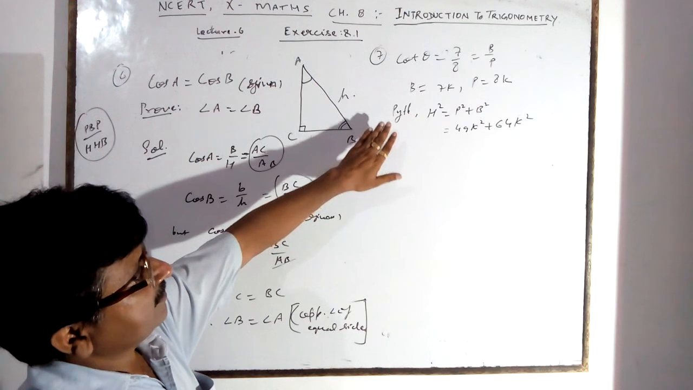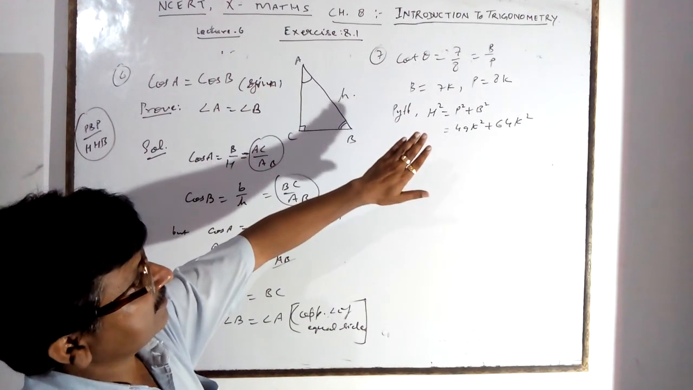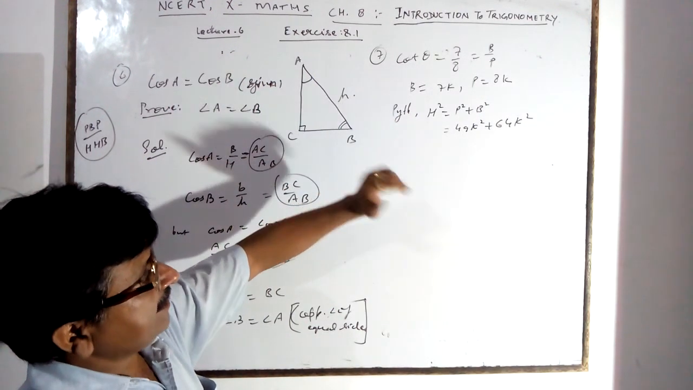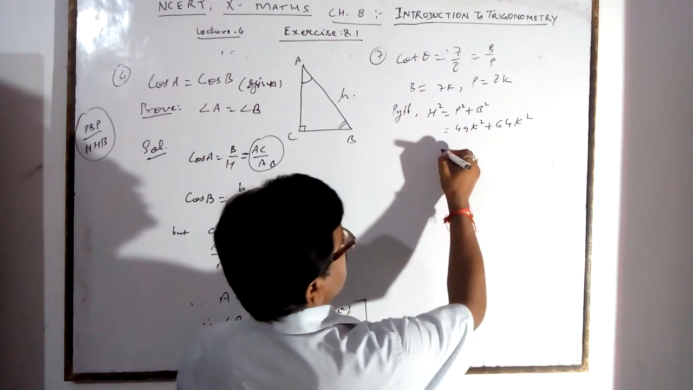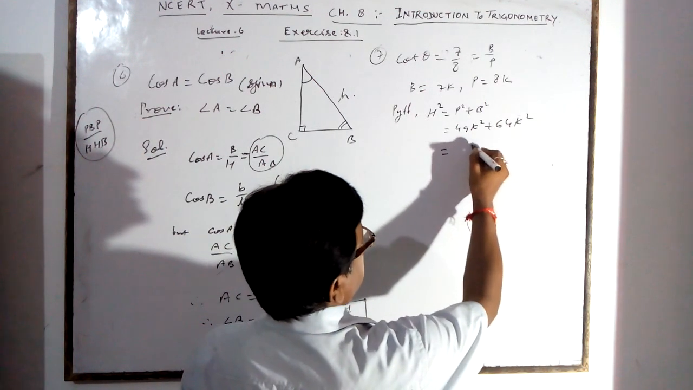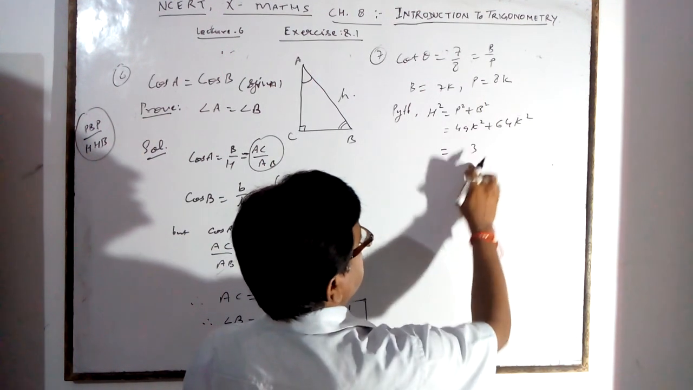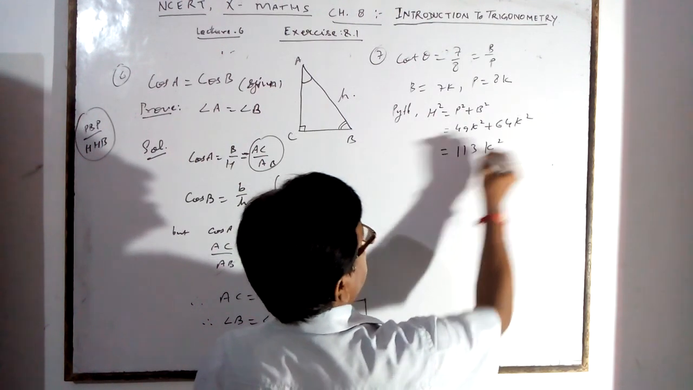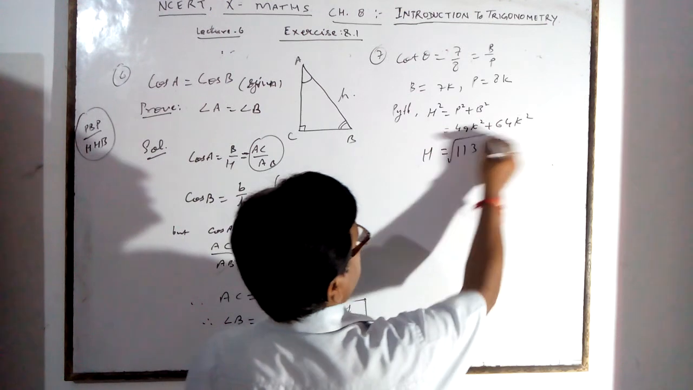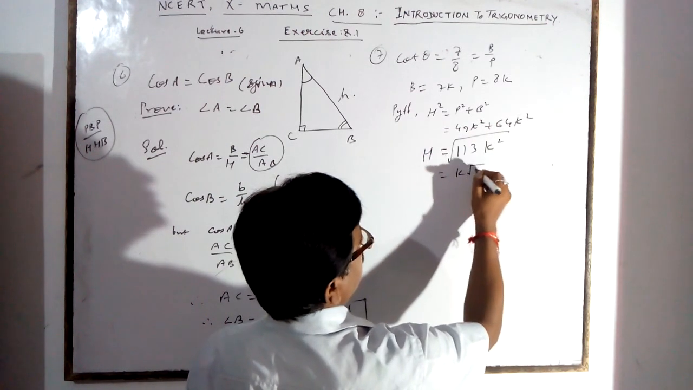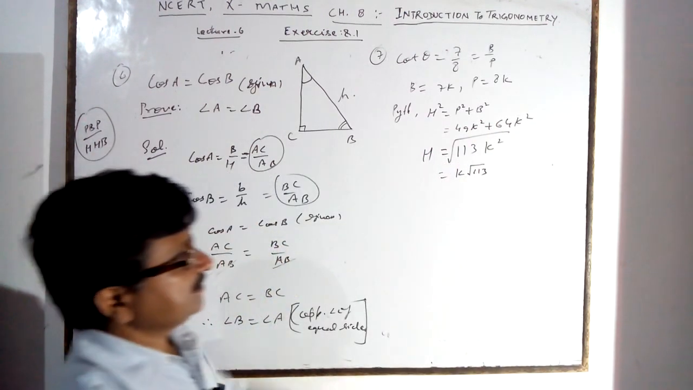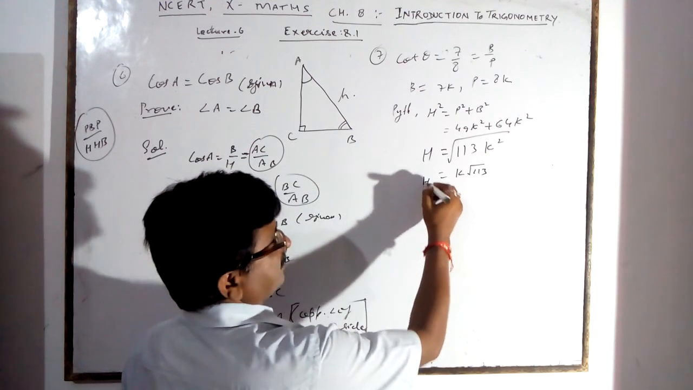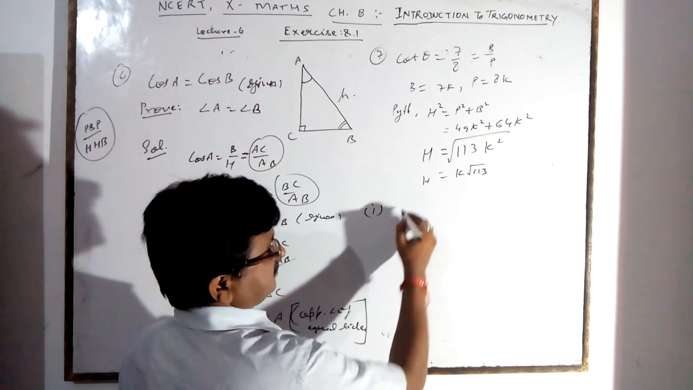It is given. B is equal to 7k. Base and perpendicular are given. Hypotenuse you are getting 49 plus 64, 113k square. Then what is the h? H is equal to root of this. So k root 113 you are getting. It is the hypotenuse.